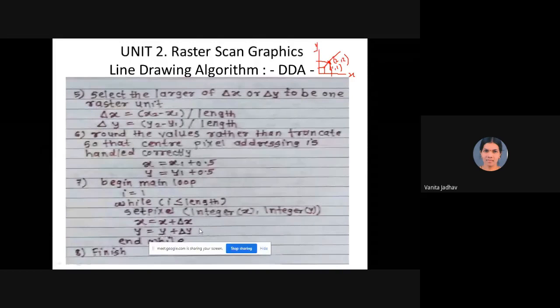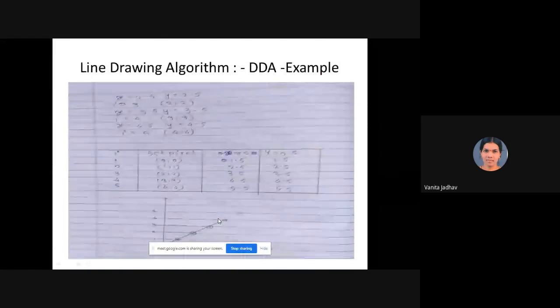It will be 4.5. Again, I'm trying to end the while loop. The value of I becomes 4. 4 is less than or equal to 5. So I need to plot the pixel. So I will plot the pixel 4, 4. So x is equal to 4.5, y is equal to 4.5, I becomes 5. It will be 4, 4.